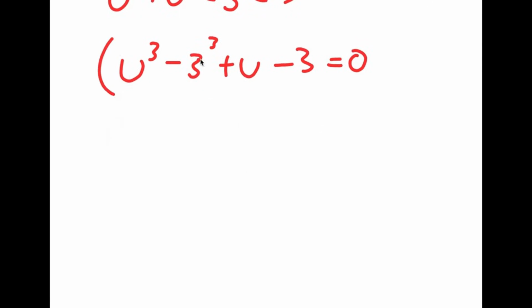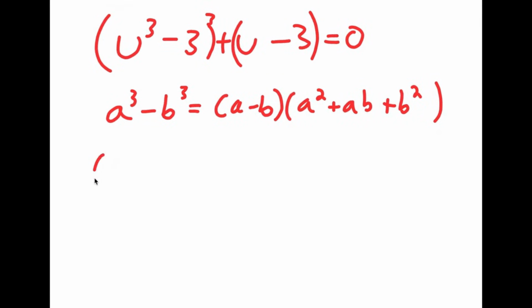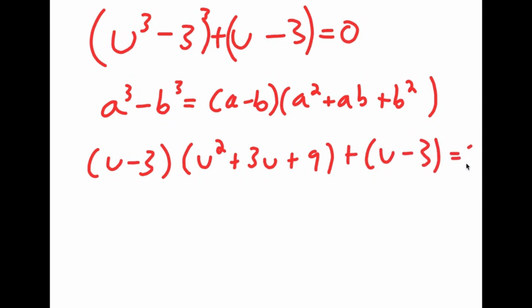So now, if I put this in parentheses real quick, if I have something in the form a to the power of 3 minus b to the power of 3, this is equal to a minus b times a squared plus ab plus b squared. So in this case, this turns into u minus 3 times u squared plus 3u plus 9, plus u minus 3, which is equal to 0.